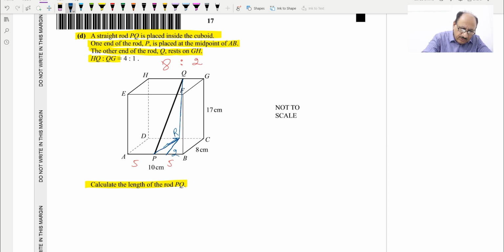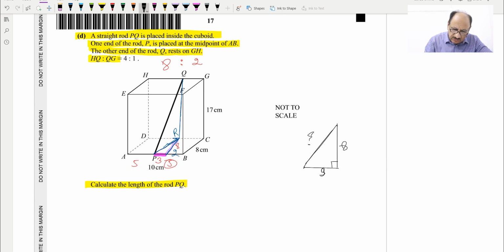This side, which I will label, this length up to here is 3, because the total is 5. So 3, and this side is 8. If I draw a triangle for you, one side is 8, this side is 3, and this is a right angle triangle, and we need to find this side.